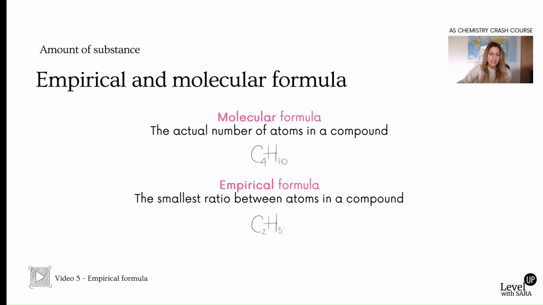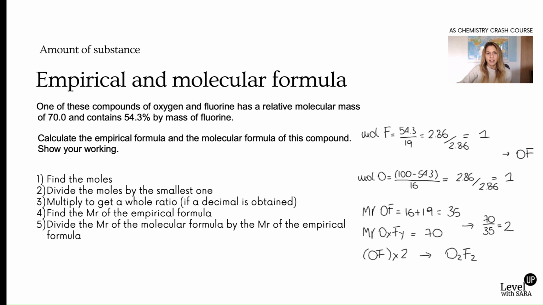Basically, it's whether the molecular formula can be divided by any number. In this case, C4H10 can be divided by 2, so C2H5. It cannot be divided any further because we only want the whole ratio. So the empirical formula can be found in this way. Read the question for a moment, and then I will walk you through.